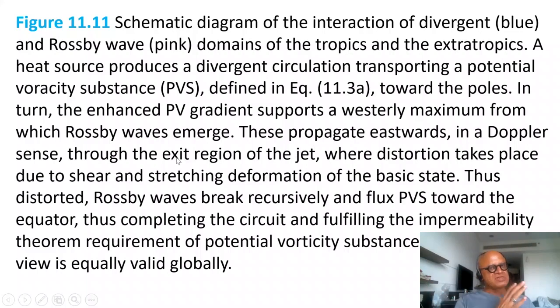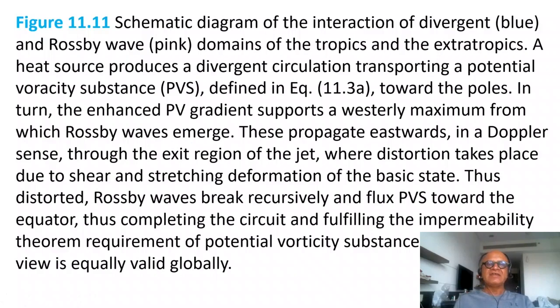So remember the Rossby waves, westward phase propagation, westward group velocity, but you have strong westerly basic state, so you have a Doppler shift. These propagate eastward in a Doppler sense through the exit region of the jet, where distortion takes place due to shear and stretching deformation of the basic state. Thus, restored Rossby waves break recursively and flux of PVS toward the equator is created, thus completing the circuit and fulfilling the impermeability theorem requirement of potential vorticity substance balance.